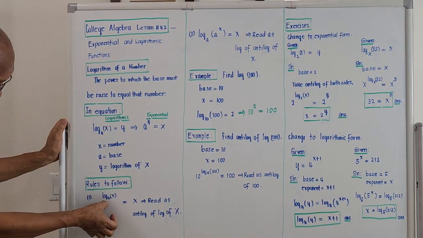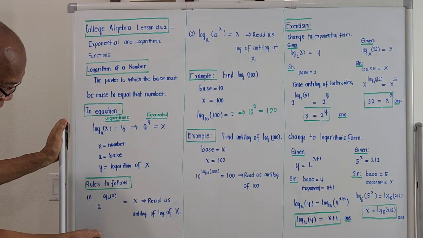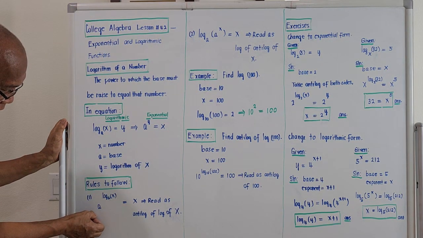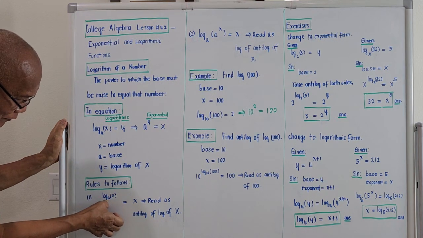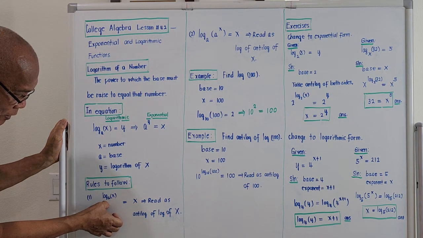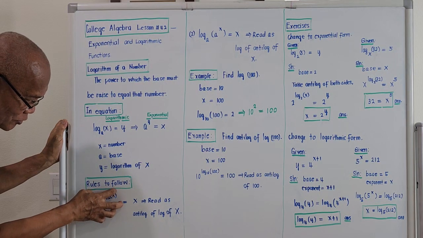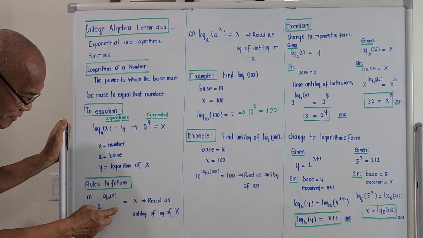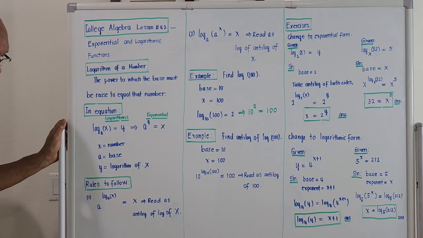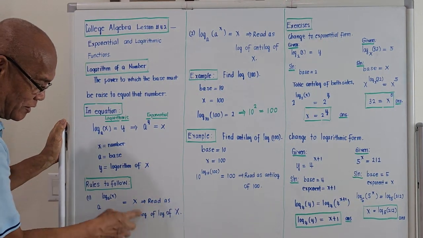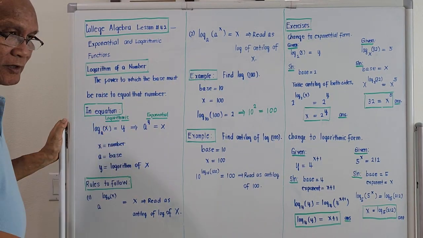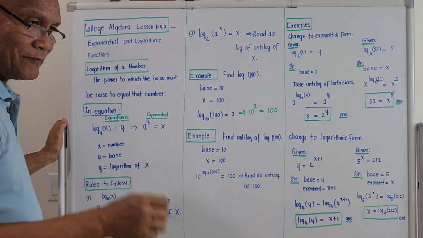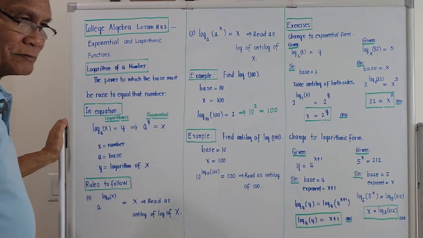If the base of the logarithm is a, and I take that a and raise it to the logarithm of x with the base of a, if I simplify this, it should be equal to x. The proper way to read this is the antilog of the logarithm of x. The antilog of the logarithm of any given function is just the given function.